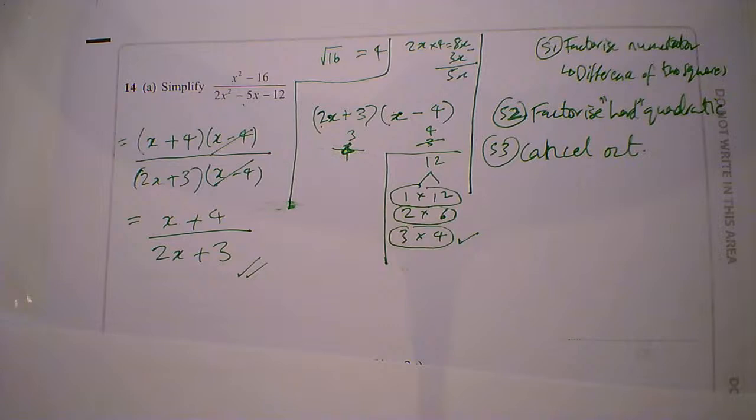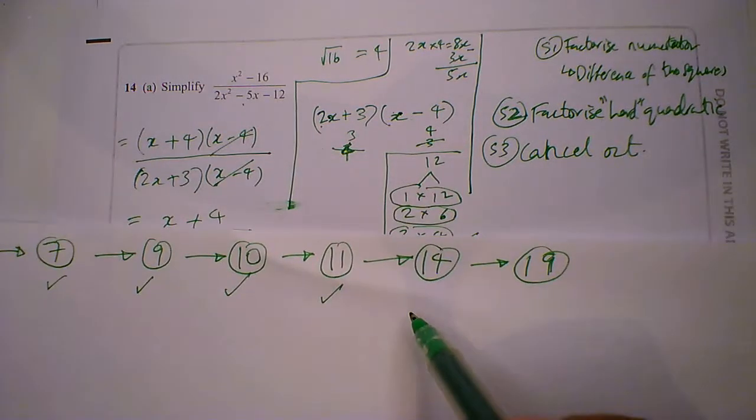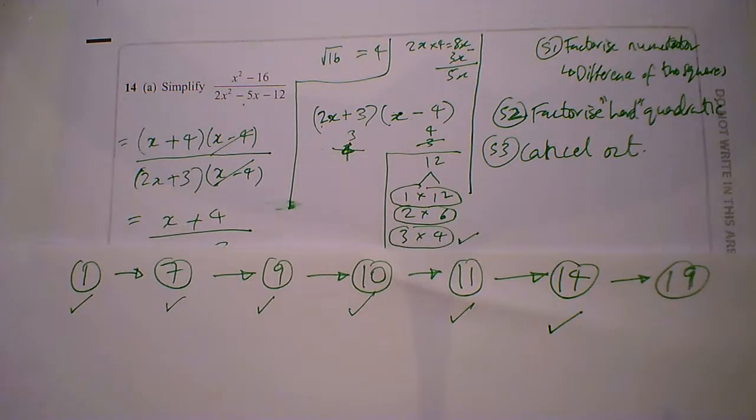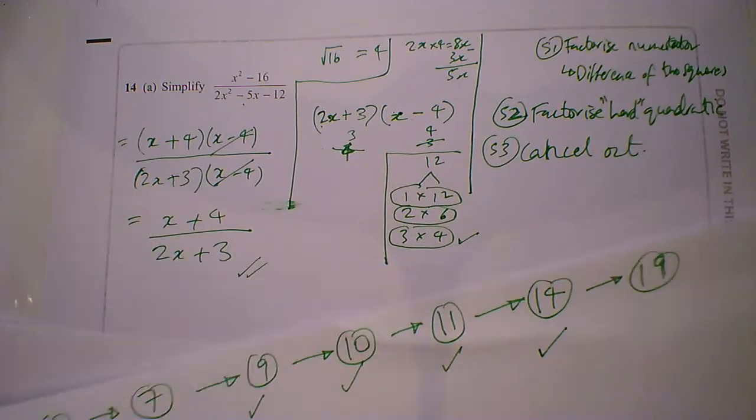All right, so let's get back into our plan. So we've done question 14. These are like the reasonable questions. The next one is question 19.